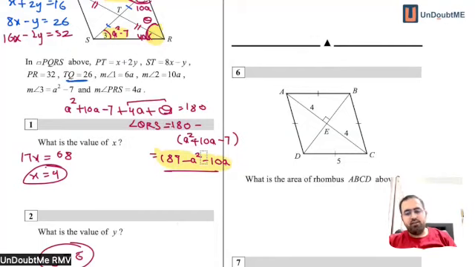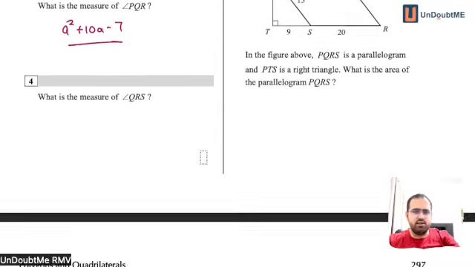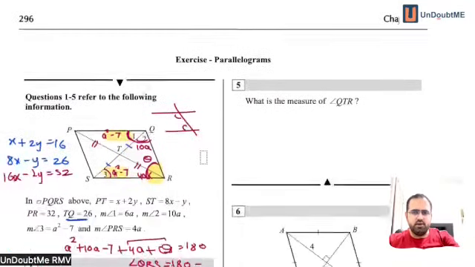So the answer to your question, there is no proper way to identify whether you need to solve it or leave it like this. That will come only by basic understanding. We can call it common sense. Okay, no concrete method. Third is done. Fourth is done. Fifth, QTR.